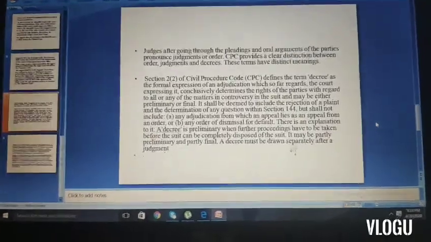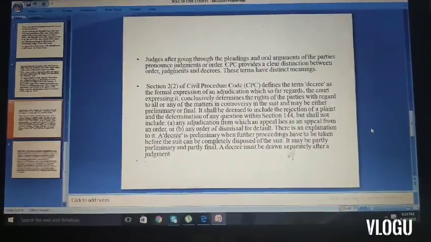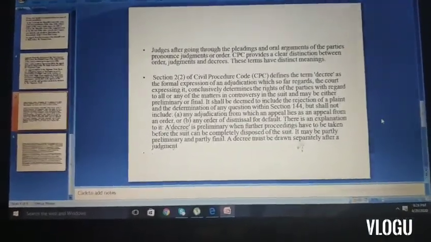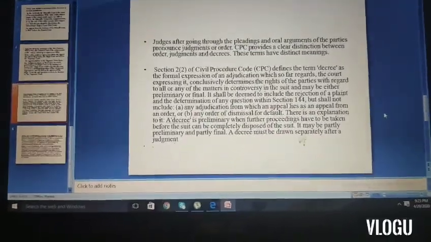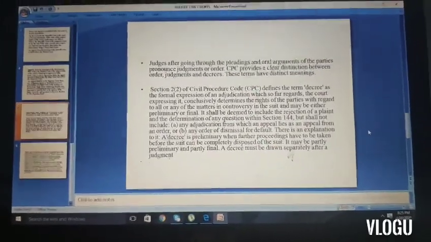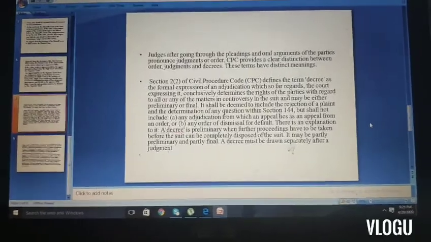There is an explanation to it. A decree is preliminary when further proceedings have to be taken before the suit can be completely disposed of. It may be partly preliminary and partly final. A decree must be drawn separately after a judgment.